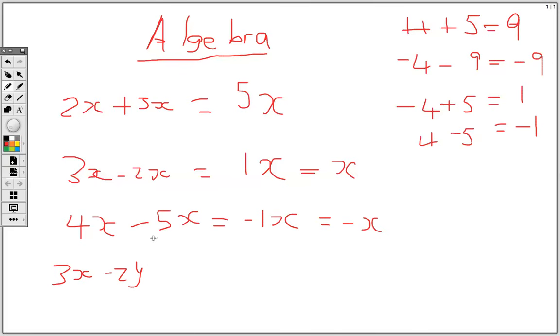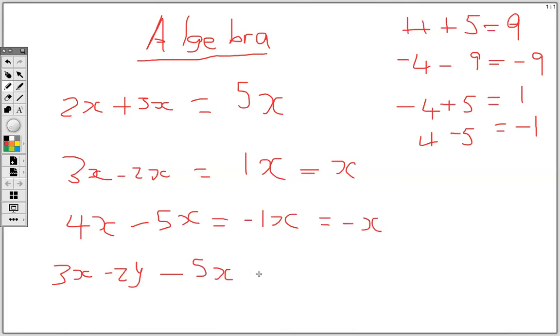Suppose we have 3x minus 2y. Can we simplify this? That's the question you should be thinking. No, it can't. Why? Because this is x and this is y. When the variables are not the same, we cannot add or subtract, so nothing can be done here. It is done.